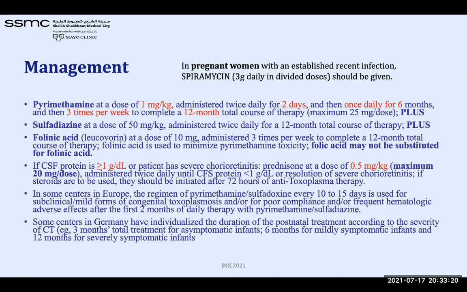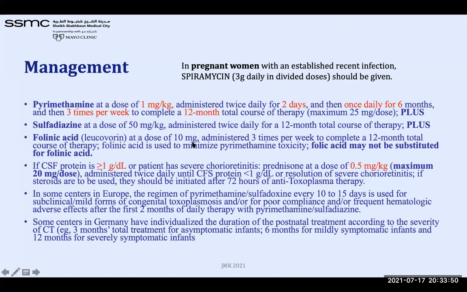Plus pyrimethamine, you have to add sulfadiazine at a dose of 50 milligram per kg, again twice a day for 12 months total, and you should use folinic acid. Folinic acid and folic acid are the same, a vitamin B9 group. Folinic acid is an active form. Folic acid is a synthetic form. That's the only difference. So if you have folinic acid, fine. Otherwise, you can use folic acid.